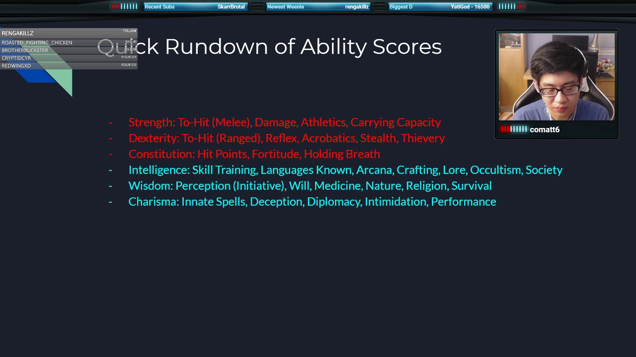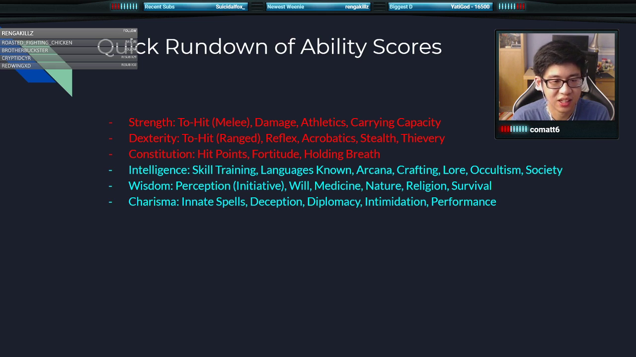Dexterity is your agility, not speed, but how quick you can react to certain things, and it affects your accuracy with ranged attacks, accuracy with finesse weapons, your reflex saves, which is basically your ability to dodge, acrobatics, stealth, and thievery skills.